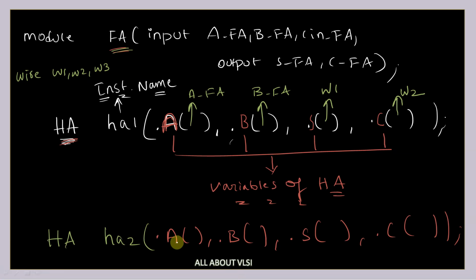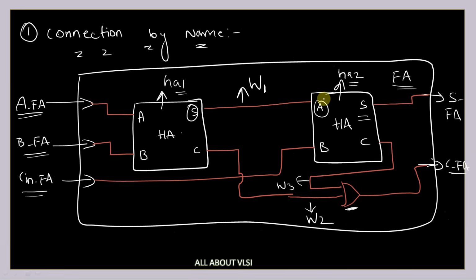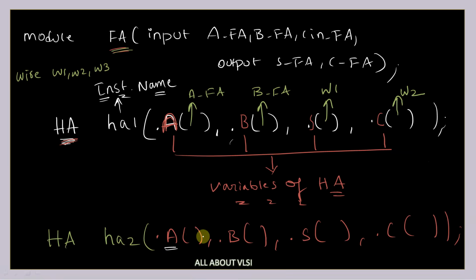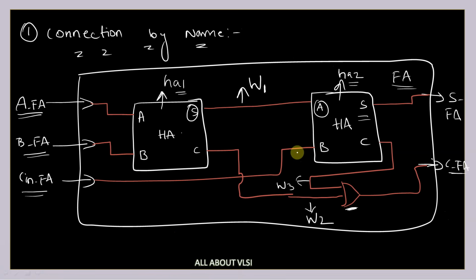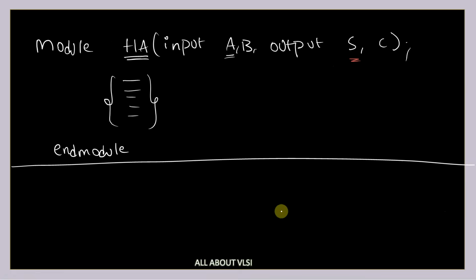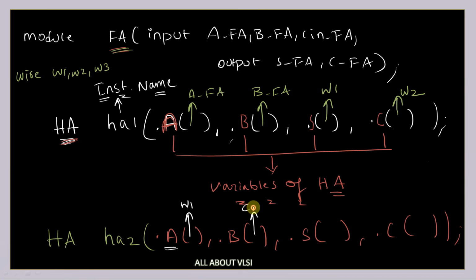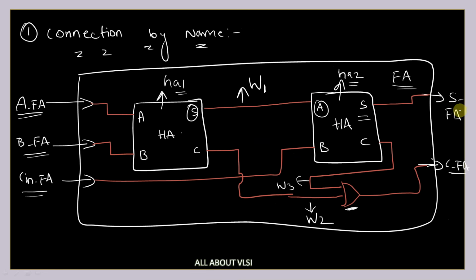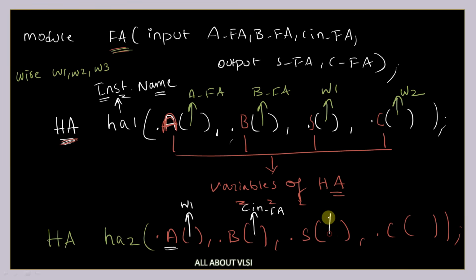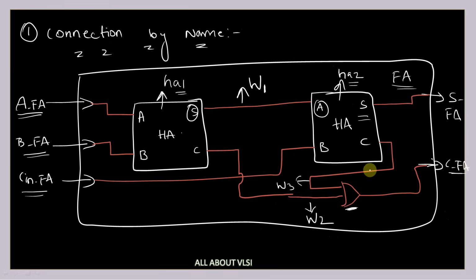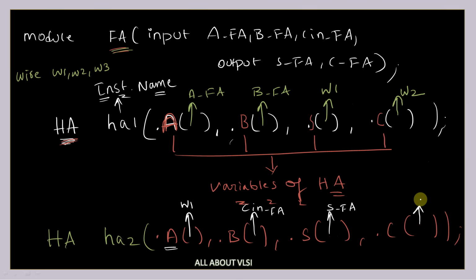Now, what is this A connected to? The second half adder's A is connected to the wire W1, so you write W1 here. The second half adder's B is connected to the variable cin_FA, so you write cin_FA. The second half adder's sum is connected directly to the output port, S_FA, so you write S_FA. And the second half adder's carry is connected to wire W3, so you write W3 here.